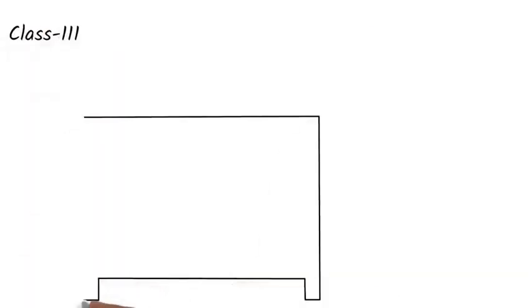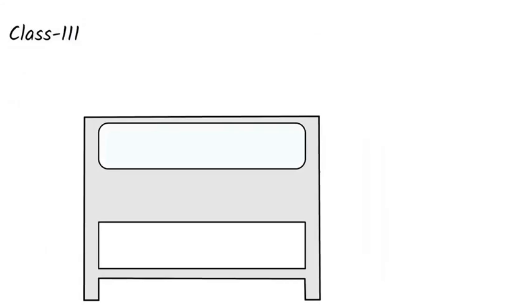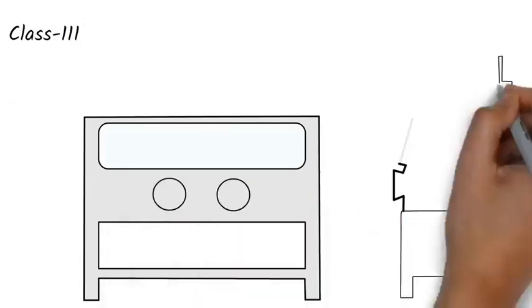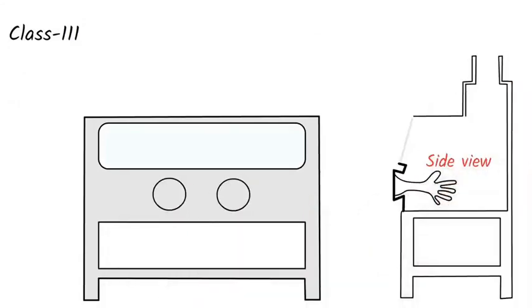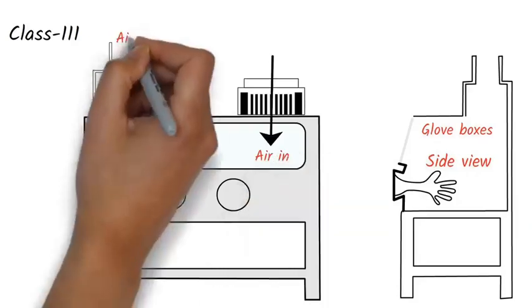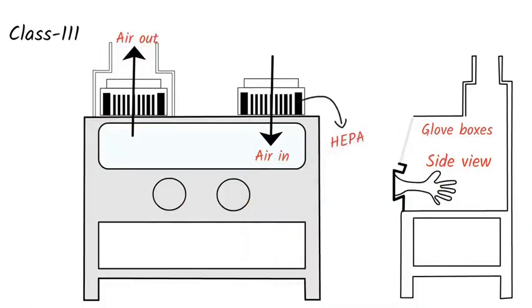The Class 3 biosafety cabinets are totally enclosed containers provided with two gloves attached to the system to perform operations. Hence, these cabinets are also called glove boxes. The inflow and outflow of air occurs through HEPA filters. These cabinets are also equipped with a transfer cabinet that allows sterilization of material before it leaves the glove box.